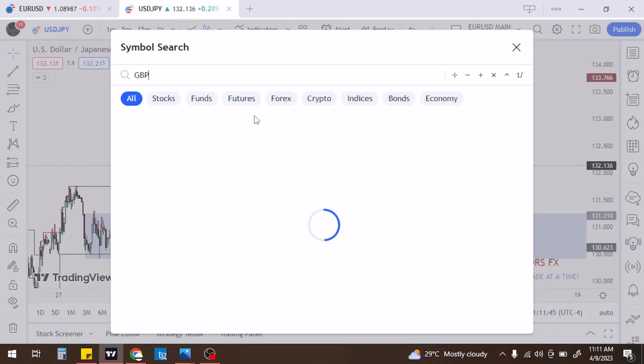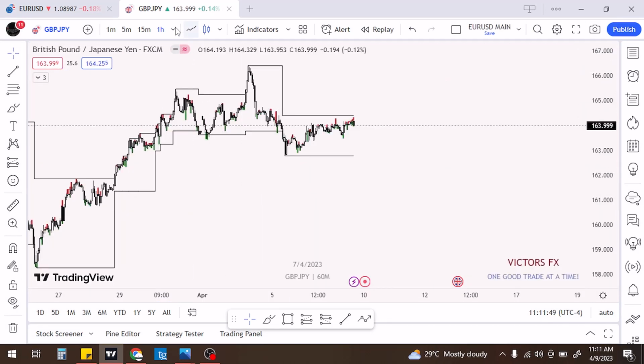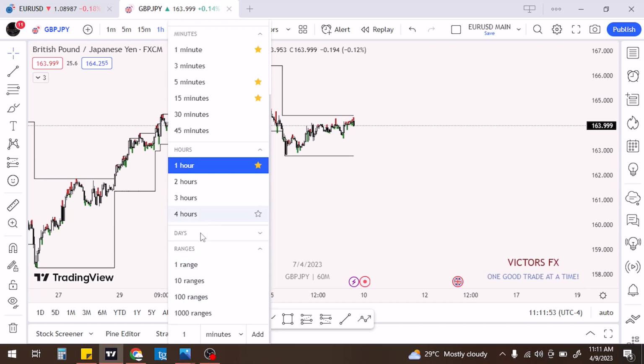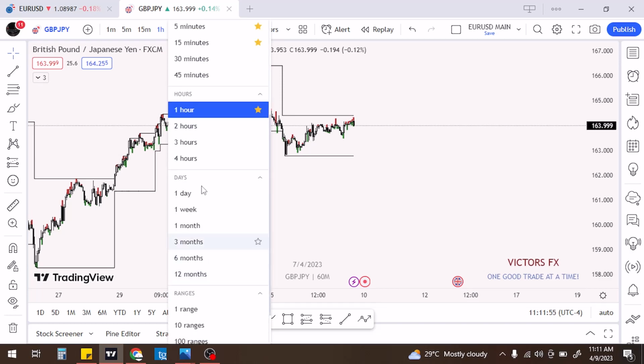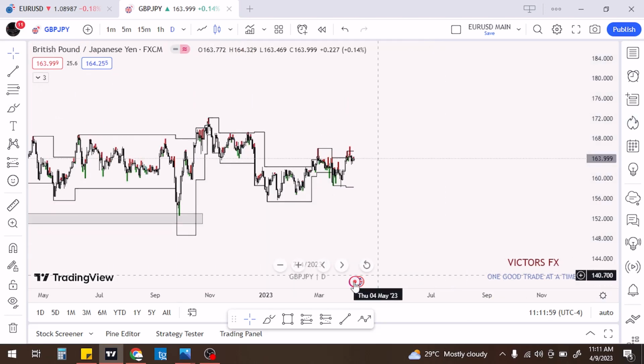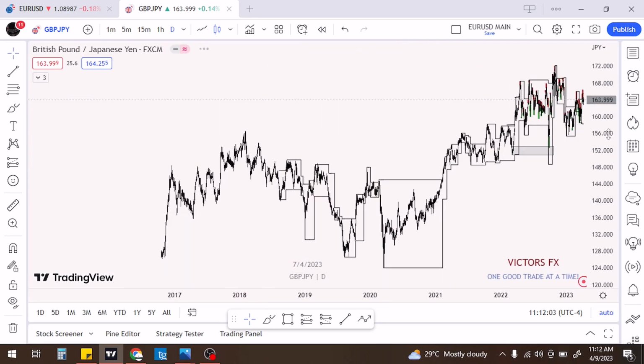Now we can just go for GBPJPY, just as the person commented in my video. Now I'm going to start this from the daily, just because we've not looked at this before and we want to just know the general direction of the market. Okay, so we just have to look at it this way. Okay, GBPJPY.